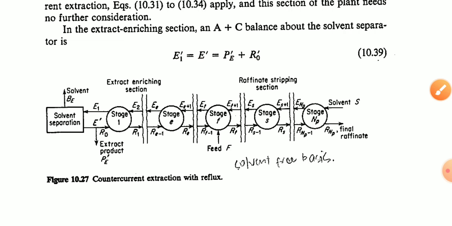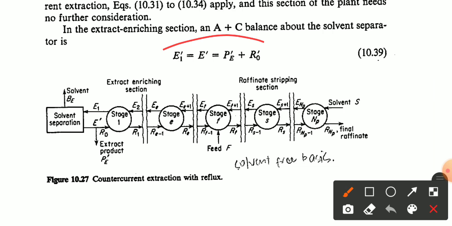Now we have to look at both the inlet and outlet sections. So what is the main equation? This one: E1 dash is equal to E dash is equal to P E dash plus R0 dash.